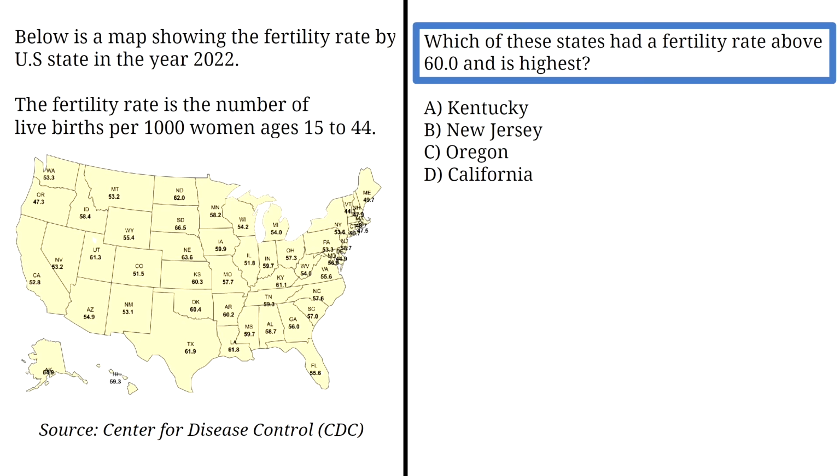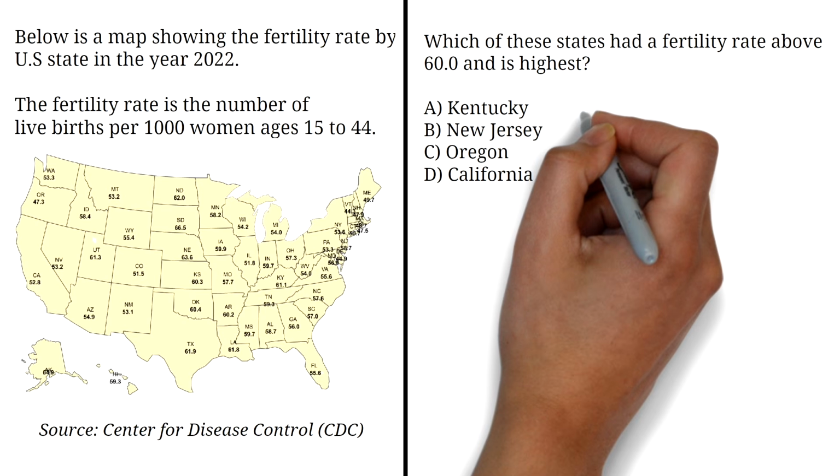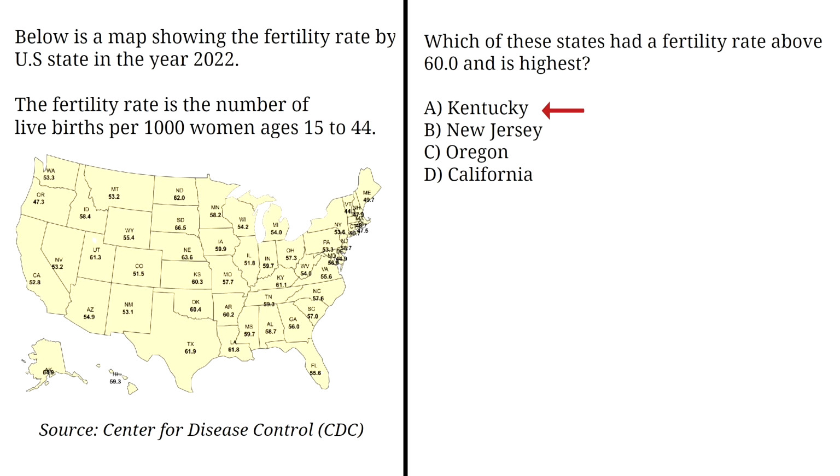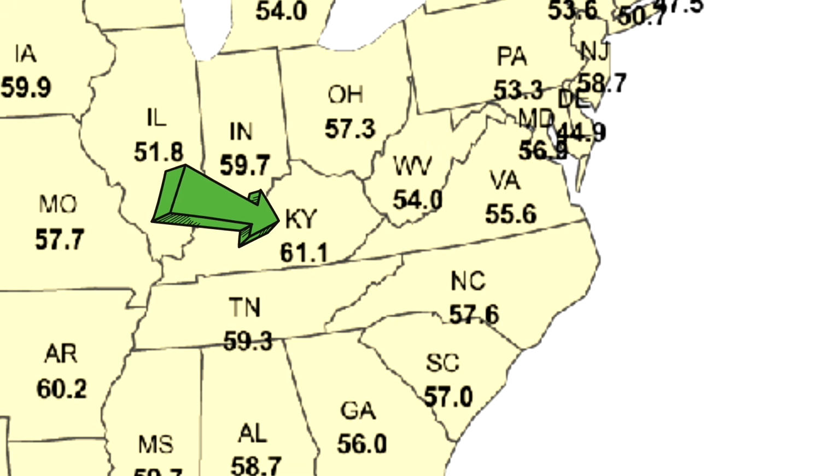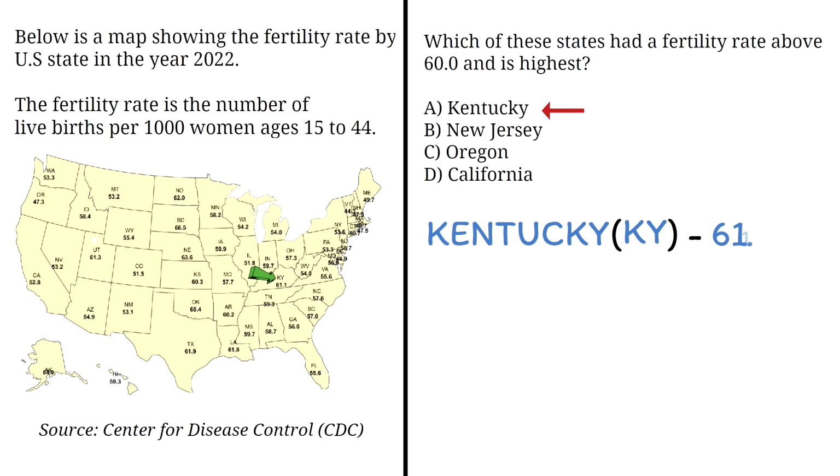Now, to answer this question, let's go through our answer choices and find the states that have been provided their respective fertility rate on the map. Option A says Kentucky. Note that the state abbreviation for Kentucky is KY. So let's find the fertility rate of Kentucky KY on our map. So when we look through our map, we see that KY has a fertility rate of 61.1. This fertility rate passes one of the requirements in the question. It is above 60.0. Now, before we can confirm if this option is the right one, let's go through our remaining answer options and compare.